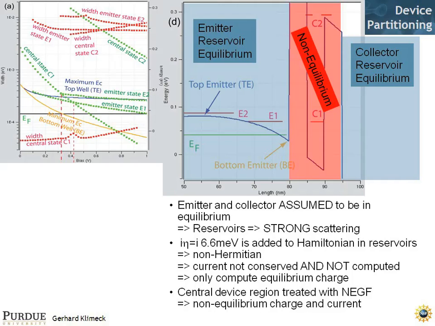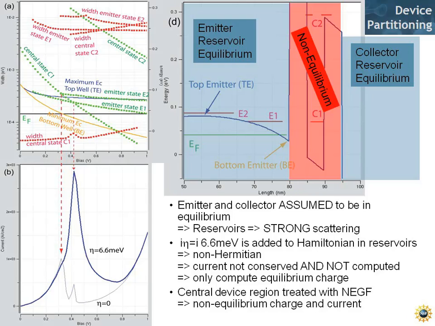So let's look at what we see in terms of current. Without the relaxation in the reservoirs, indeed, we see these two current spikes, right? There's one spike here on the left, in the thin line, and another spike here. But if that relaxation is set to 6.6 millielectron volt, all that's remaining of that first peak is a little bit of a shoulder, and the main current is actually flowing through the emitter bound state E1. And then the current drops, and then the current rises again.